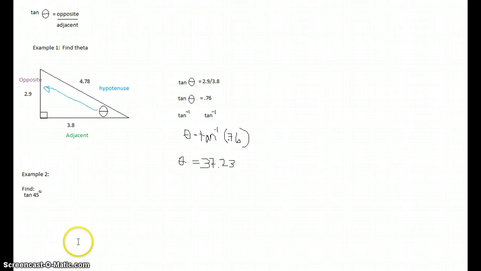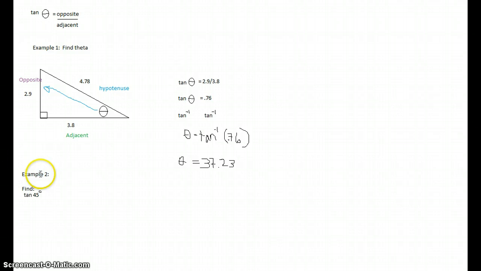So what I'm going to do is I'm going to plug this into my calculator. I'm going to put tan to -1 and then put 0.76. Some of you might have to put the 0.76 into your calculator first and then hit the tan -1. So some of you might have to go a little backwards on that. But ultimately, if you plug everything in correctly into your calculator, your answer should be 37.23.